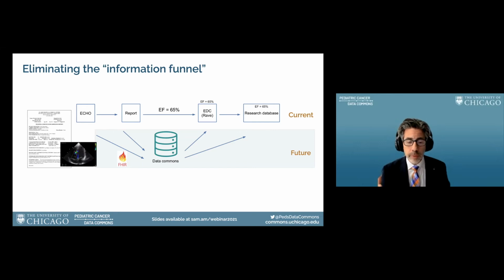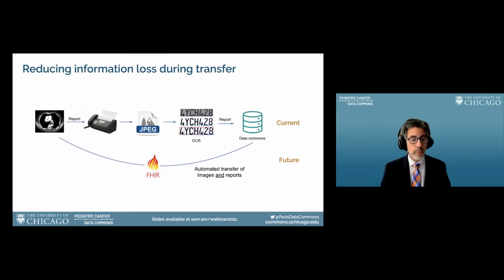So we must think about better ways to pull data automatically with technology like HL7 FHIR or other methods to get the actual data out of the electronic health record and into our research databases. We have incredible information loss during transfer.